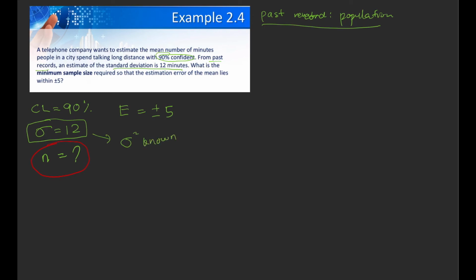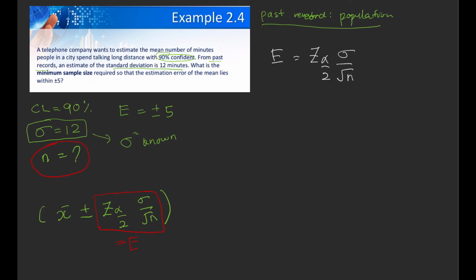So if your sigma square is known, which formula do you want to use? You will have this formula: x bar plus minus z alpha over 2 sigma over square root n, if you want to construct the confidence interval. In this formula, the z alpha over 2 sigma over square root n is your estimation error formula, so you extract this out. So the error is equal to z alpha over 2 sigma over square root n.